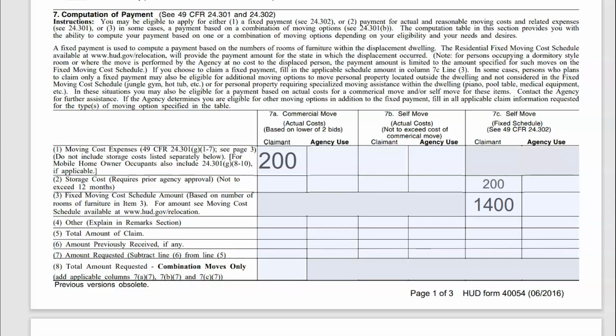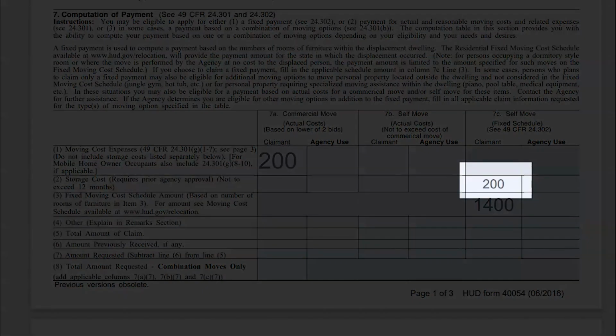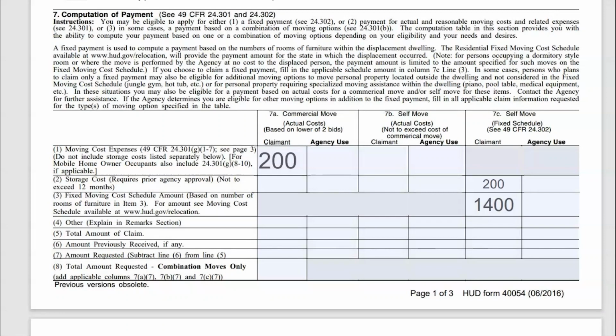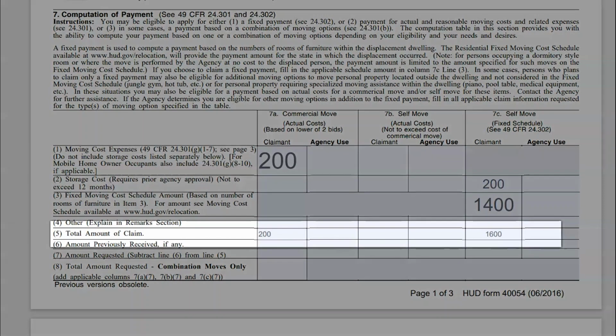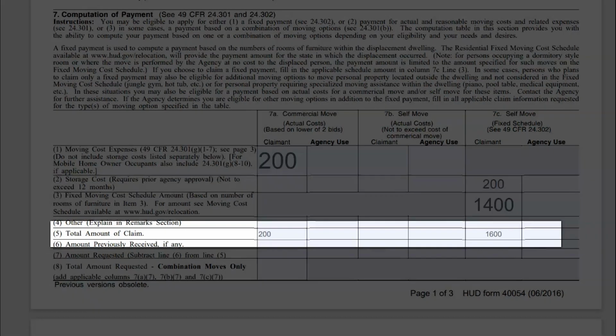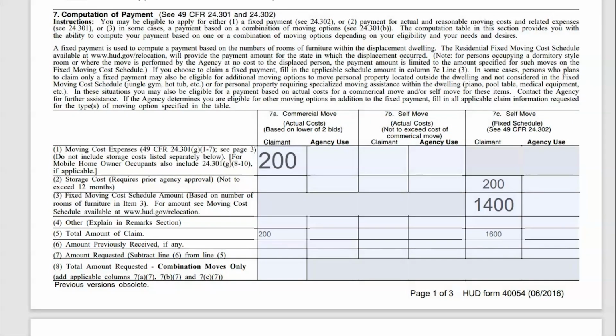In number 7, row 2, the claimant can input any storage costs they have due to moving. Note the storage cost should not exceed 12 months. In number 7, row 4, claimants can input other expenses that don't fall under the eligible actual moving expenses listed earlier, and they should input information on the expense in the remarks section. In number 7, row 5, the claimant will add together the total amounts listed for their claim to the total requested amount.